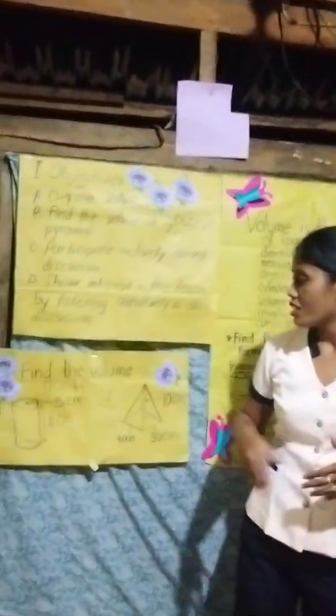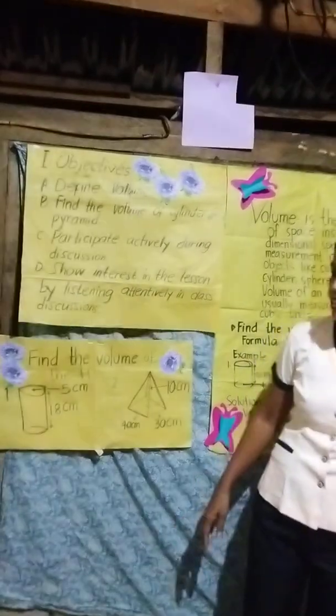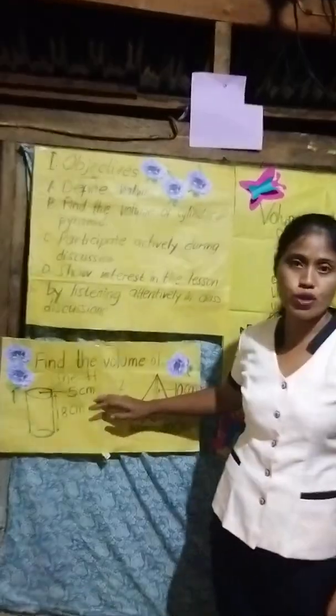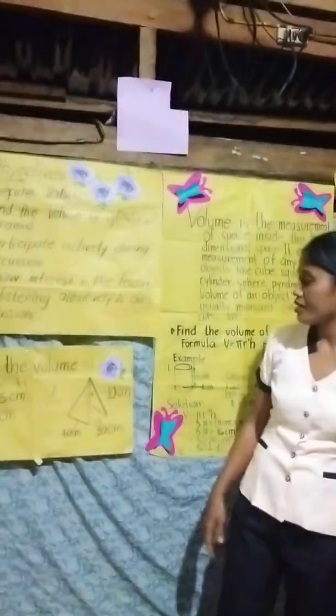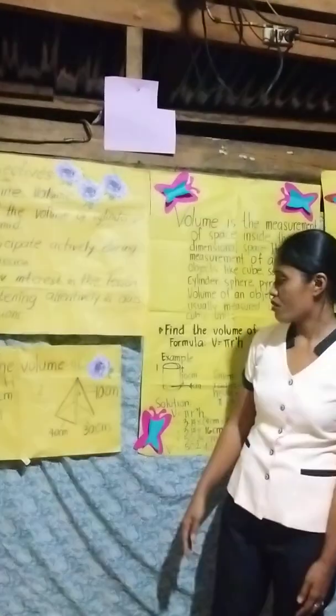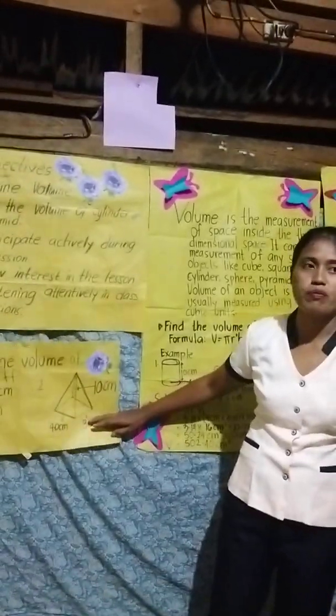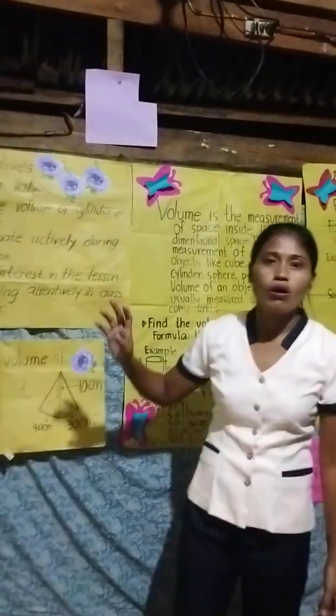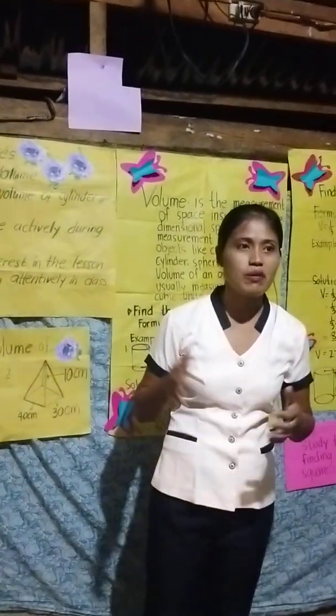So, what is the answer of number 1? The answer of number 1, class, is 1,413 cm cubed. And number 2. Okay, number 2 is equal to 4,000 cm cubed. So, who got the perfect score? Okay, very good. Let's give them a round of applause.